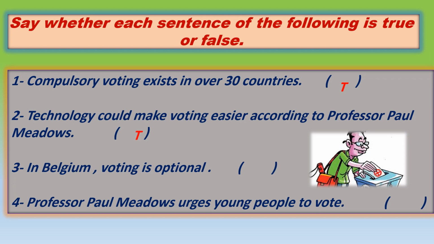Yes, this is true. Number 3. In Belgium, voting is optional. This is false because in Belgium voting is compulsory. لأن التصويت في بلجيكا هو إجباري وليس اختياري. Number 4. Professor Paul Meadows urges young people to vote. Professor Meadows يحث الشباب على التصويت. Yes, that's true.